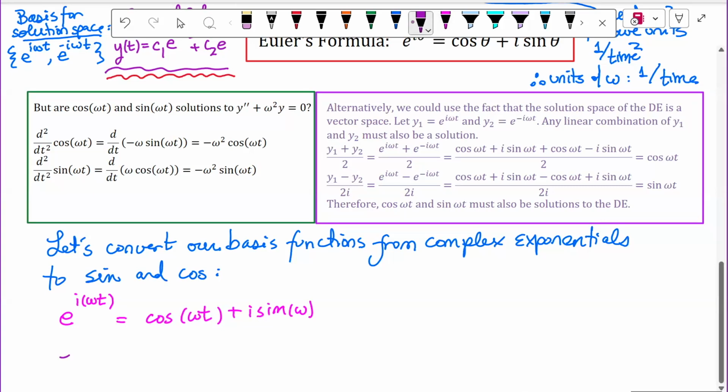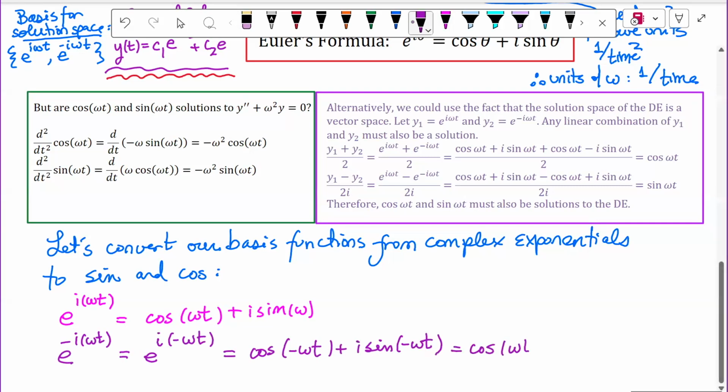And that e to the minus i omega t is the same as saying e to the i times minus omega t, which is then cosine of minus omega t plus i sine of minus omega t, which equals cosine omega t minus i sine omega t. Recall that because of the symmetry of cosine, we can just drop the minus sign inside, and because of the anti-symmetry of sine, we pull the minus sign out in front.